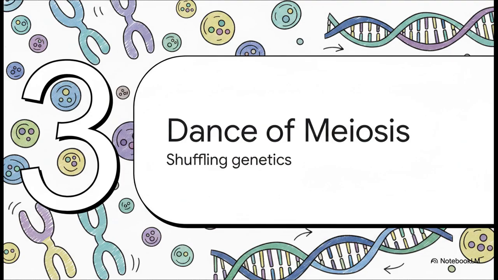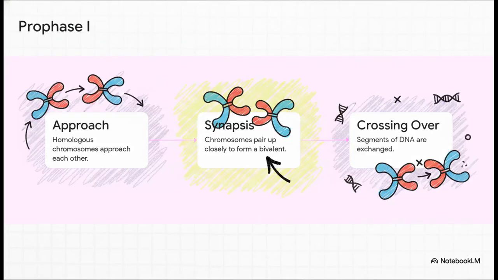Let's move into Section 3, the dance of meiosis. Let's walk through this chronological flowchart for an event called prophase I, which happens during meiosis. Step 1, the homologous chromosomes, our parental pair, approach each other. Step 2, an event called synapsis occurs. See how the chromosomes pair up so closely they form that merged structure? That's known as a bivalent. This super tight pairing in synapsis sets the perfect stage for the crucial third step.